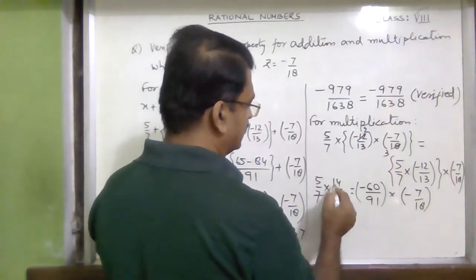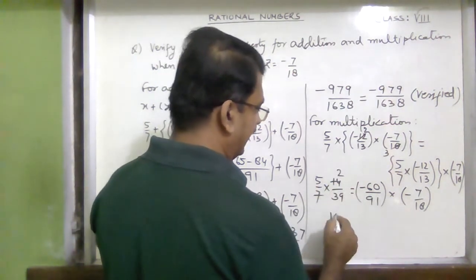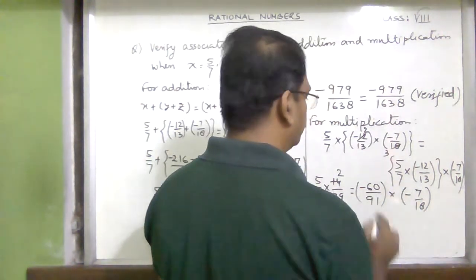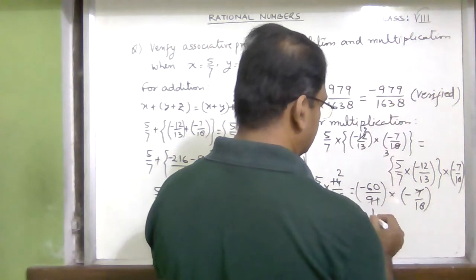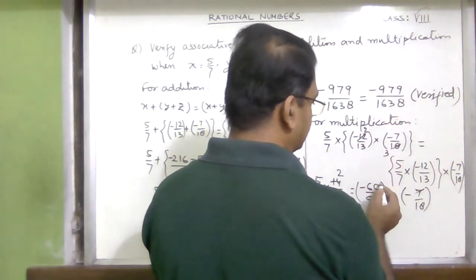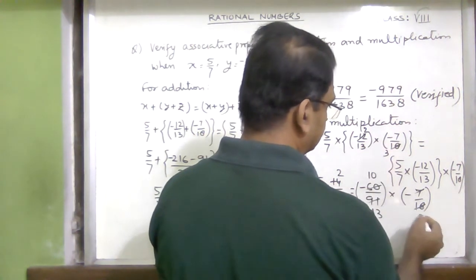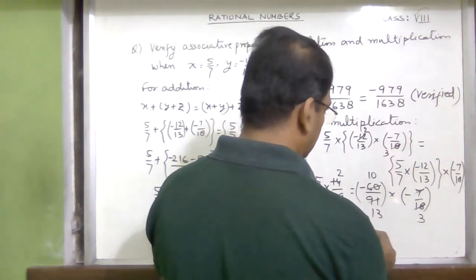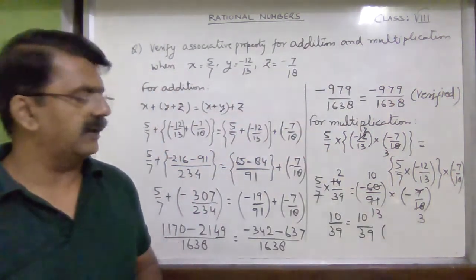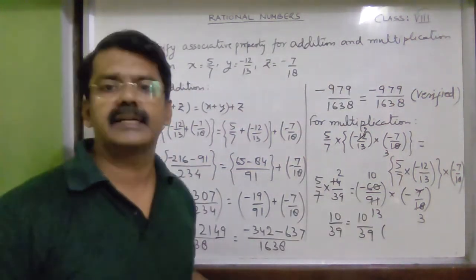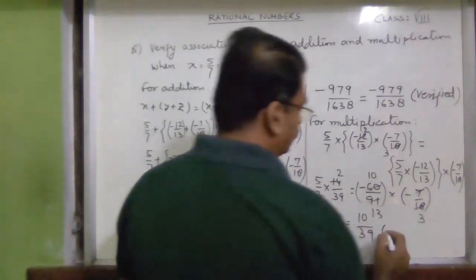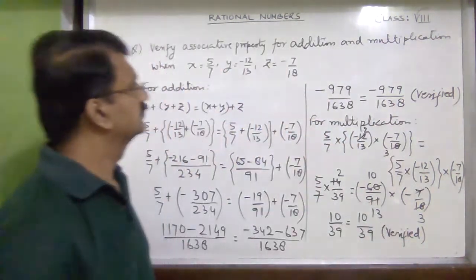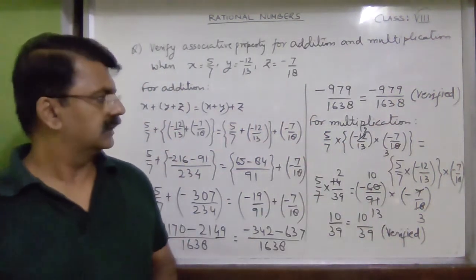Now see, this is 7 2s are 14, 5 2s are 10 by 39. And here minus into minus becomes plus. And 7 cancel, 91 by 7 is 13, cancel it by 6. So we have 10 upon 13 into 3, 39. So once again you can see on the left hand side we have 10 by 39 and on the right hand side also we have 10 by 39. So it is verified. Okay, clear?